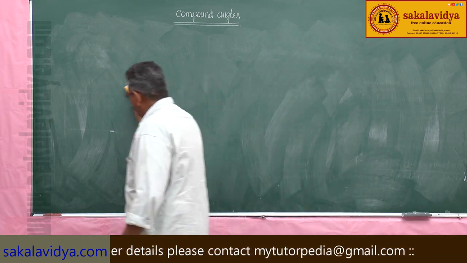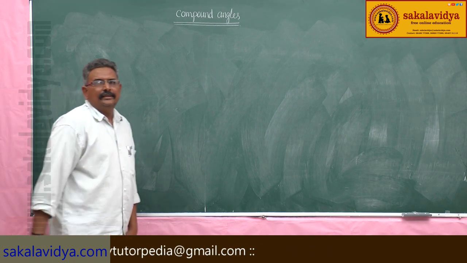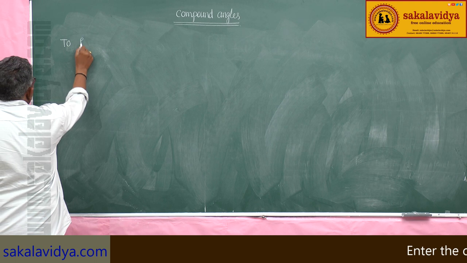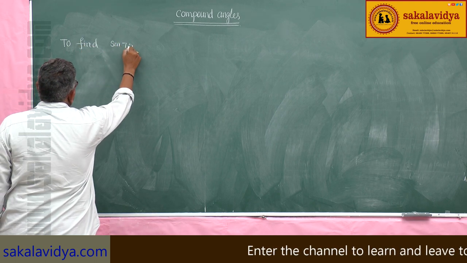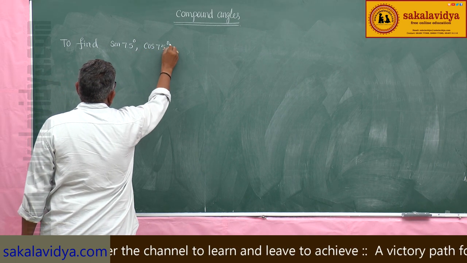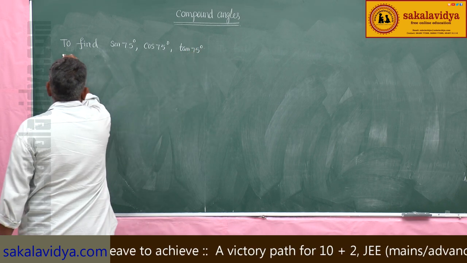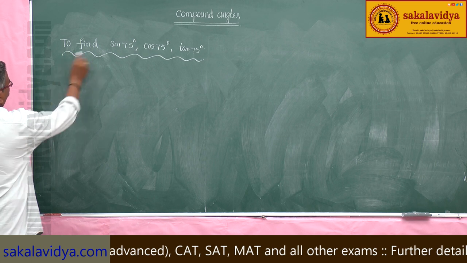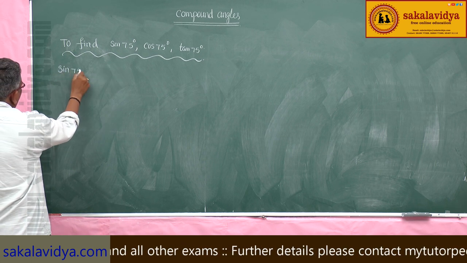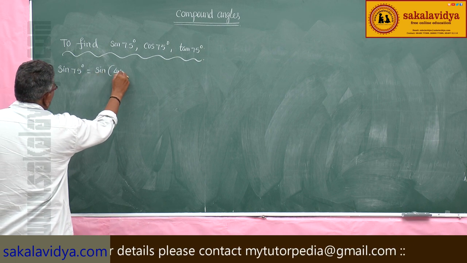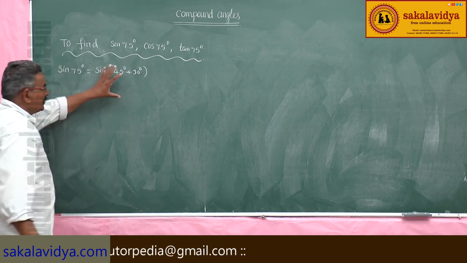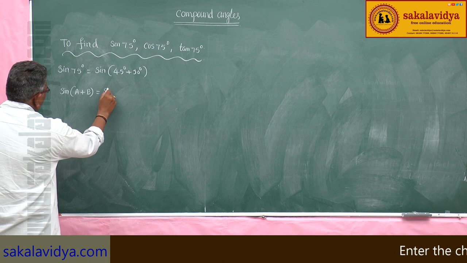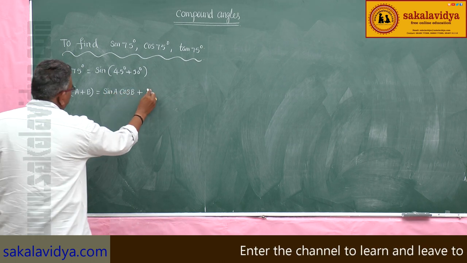So, let us find out some standard compound angles like 75 degrees and 15 degrees. So, now to find sine 75 degrees, cos 75 degrees and tan 75 degrees. Sin 75, cos 75 and tan 75. First to find out sin 75. Sin 75 degrees can be written sin of 45 degrees plus 30 degrees. So, now this is in the form of sin of A plus B formula. Sin of A plus B is equal to sin A cos B plus cos A sin B.